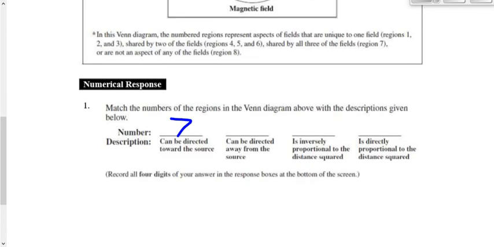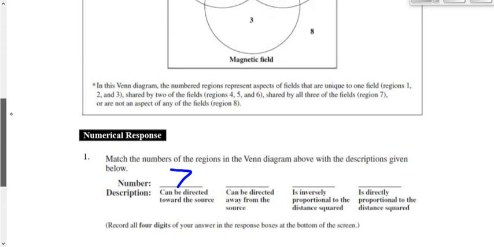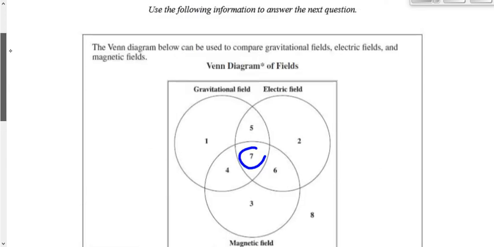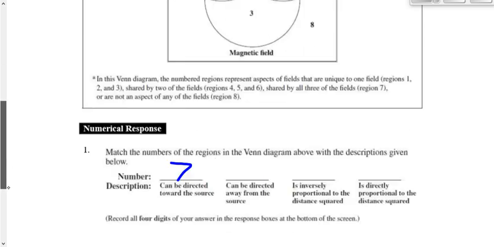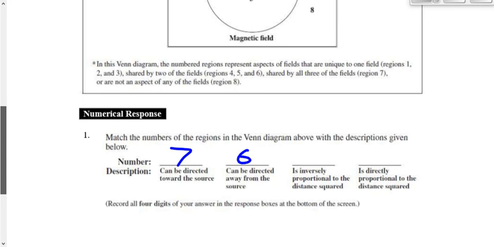What about away from the source? Well, gravity can't be directed away from the source. The electric field can be if we're dealing with a positive source, and the magnetic field can be if we're dealing with a north pole. So we're going to say that magnetism, the magnetic field, and the electric field have something in common, 6, and that is that they can be directed away from the source. They don't have to be, because they can be directed toward the source, but they can be directed away from the source.